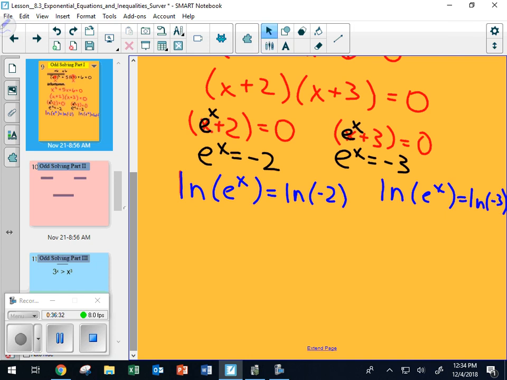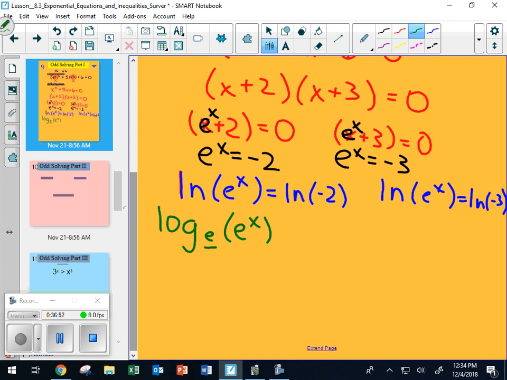Who can remind me, if I wanted to write the natural log back as a logarithm using our regular log, what was the base of the natural log? The base was e. So if right here I have log base e of e to the x, what can I do? I can cancel off that part, right? And all I'm left with on my left side is just the x.